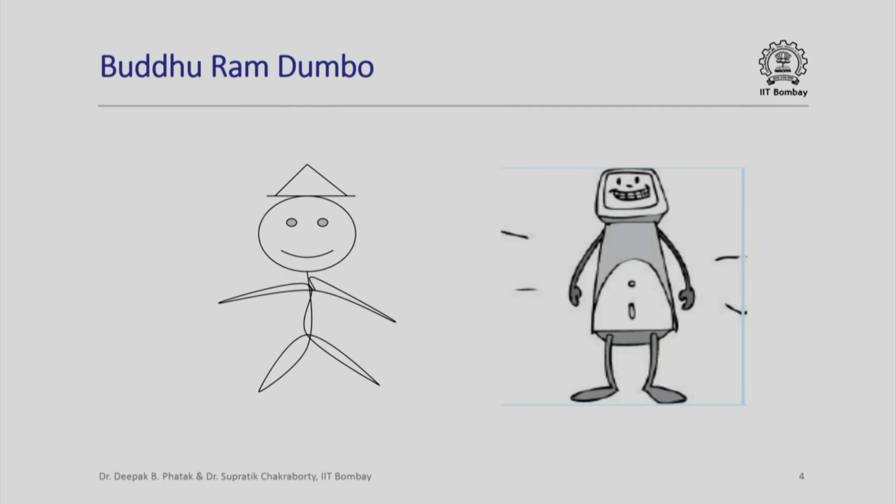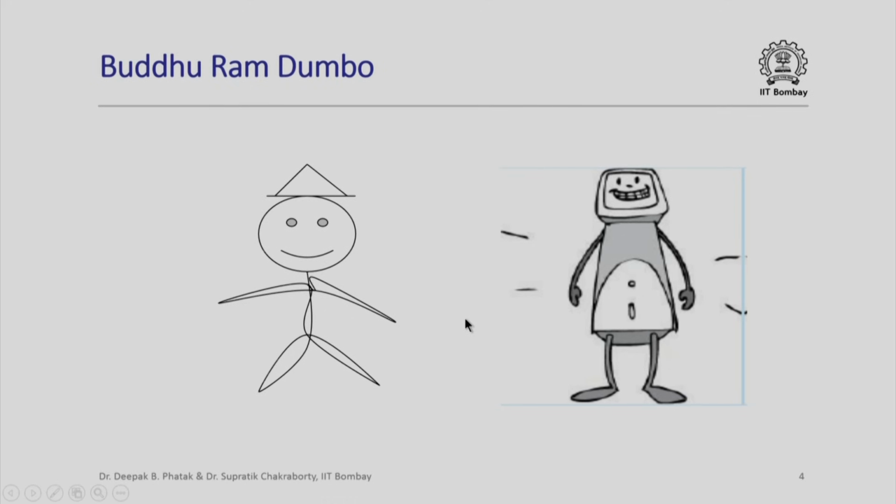This is Mr. Buddhuram Dumbo. He is a line caricature of Mr. Dumbo. Here is a more solid form. He looks like a robo, but he is not a robo. He is a human caricature.